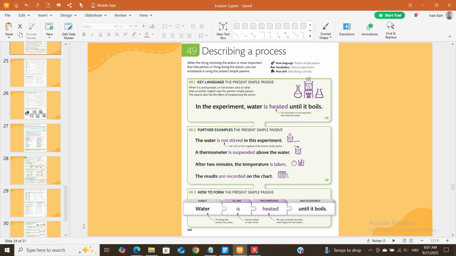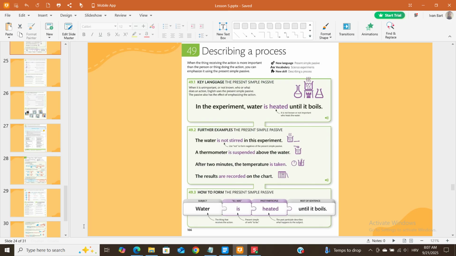49.1 Key language: the present simple passive. When it is unimportant or not known who or what does an action, English uses the present simple passive. The passive also has the effect of emphasizing the action. In the experiment, water is heated until it boils. It is not known or not important who heats the water.